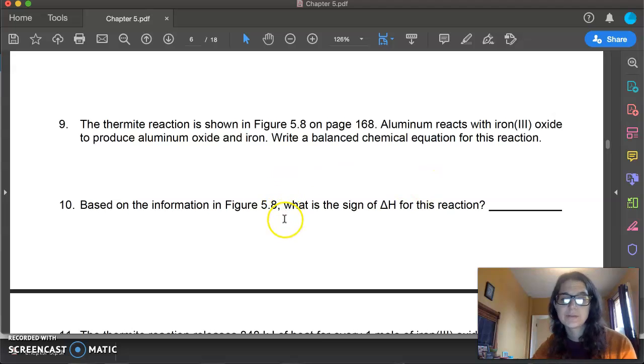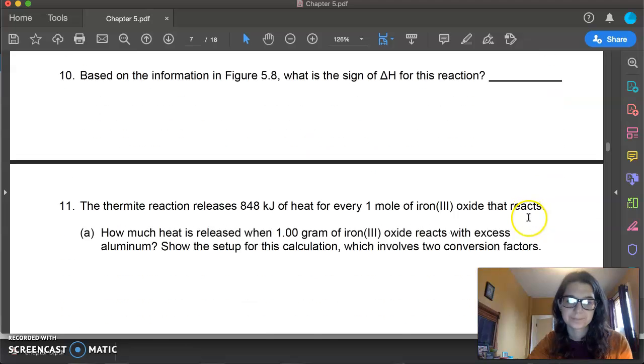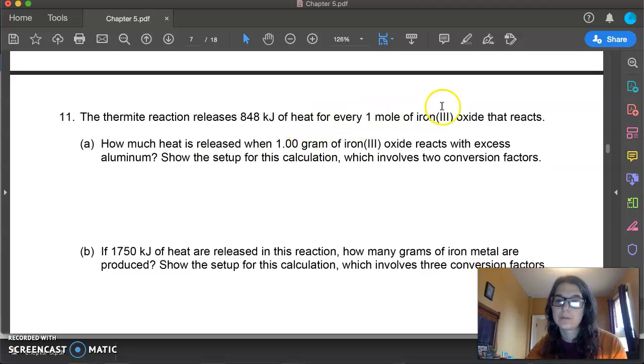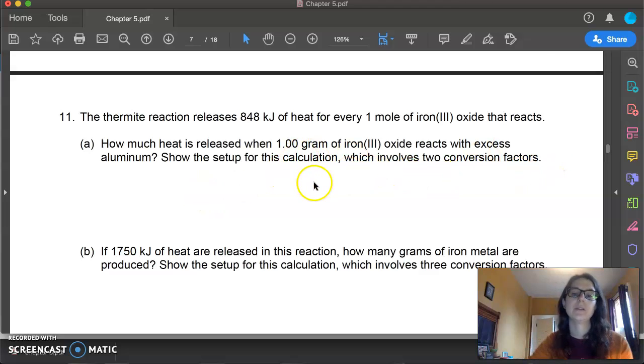Based on the information in figure 8, what's the sign of delta H for this reaction? So if you look at the image, you see a lot of fire, explosion, heat. That's negative because it's exothermic. Here we say the thermite reaction releases 848 kilojoules of heat for every 1 mole of iron 3 oxide that reacts. How much heat is released when 1 gram of iron 3 oxide reacts with excess aluminum? Show the setup for this calculation, which also involves 2 conversion factors.